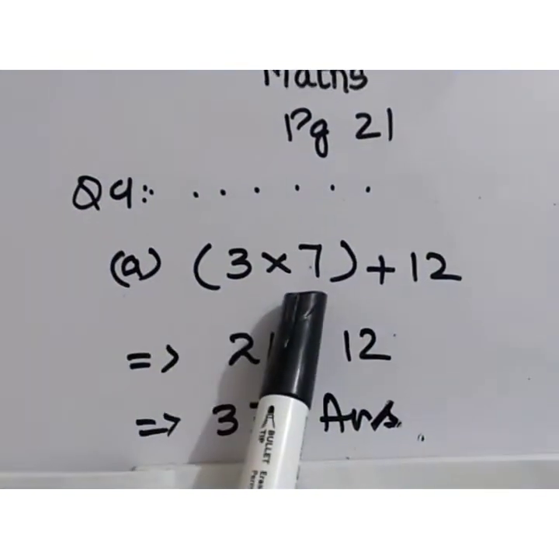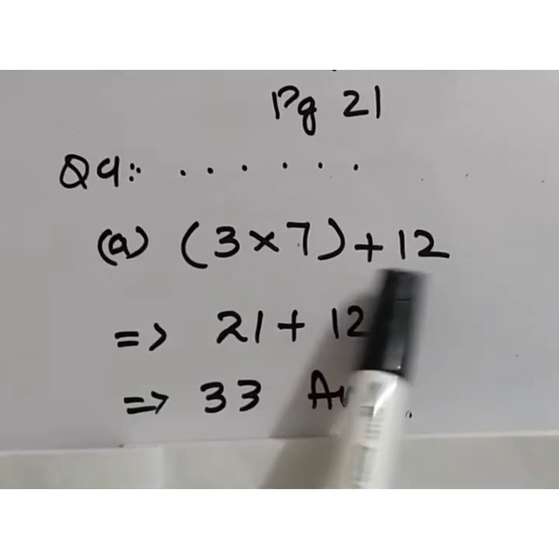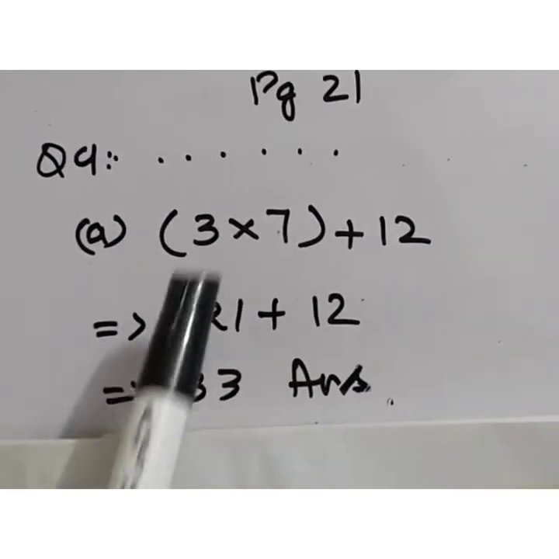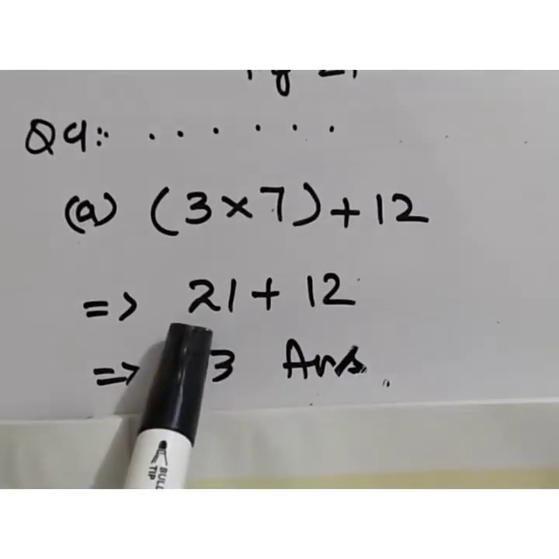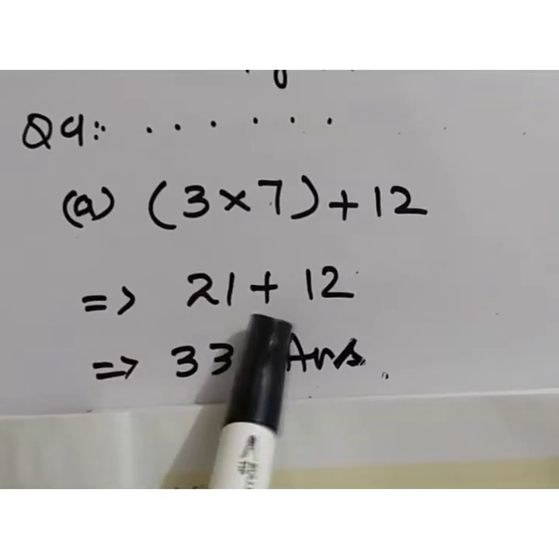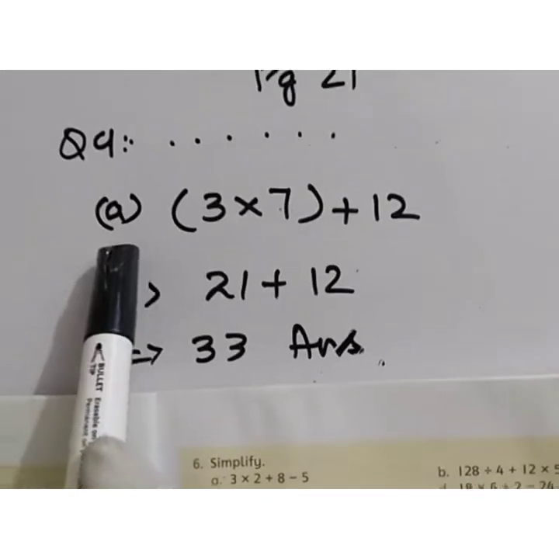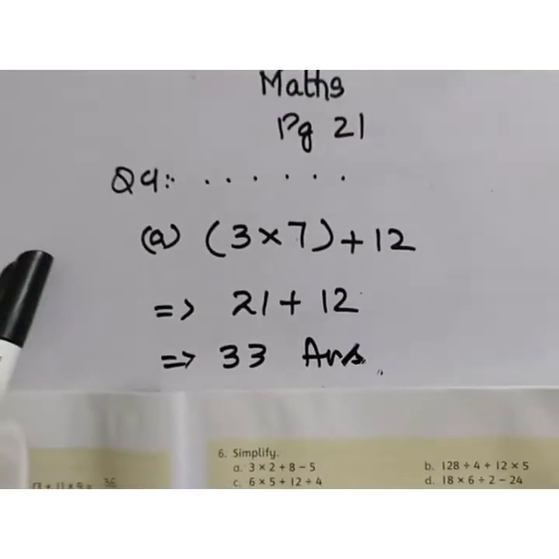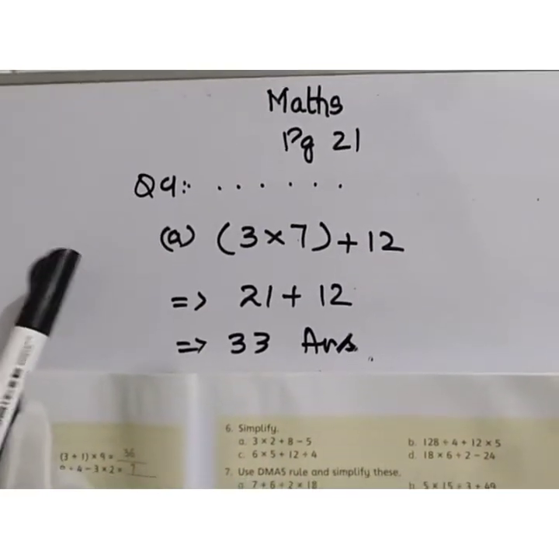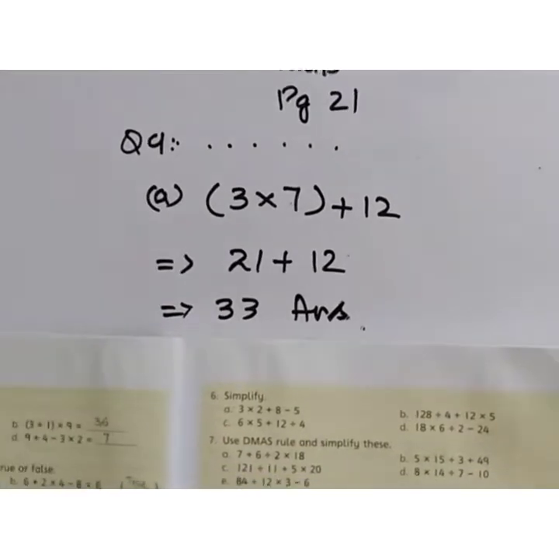The question is 3 multiplied by 7. It is in a bracket. Then add 12. First we multiply 3 into 7. It is 21. Then add 12. The answer is 33. In this way, you can solve your question number 9, A, B, C, D parts in your notebook.